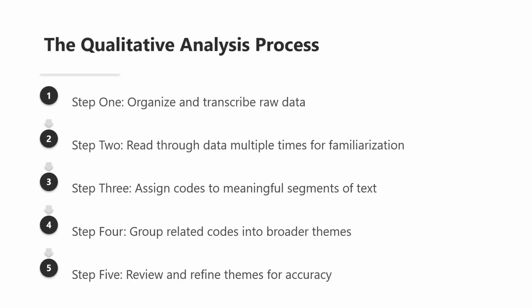Step 5 is to review and refine your themes by going back to the original data to verify that the themes accurately represent what participants said. You may need to split, combine, or rename themes during this process. Step 6 is to interpret the themes in the context of your evaluation questions and report findings, typically illustrated with direct quotes from participants that exemplify each theme.